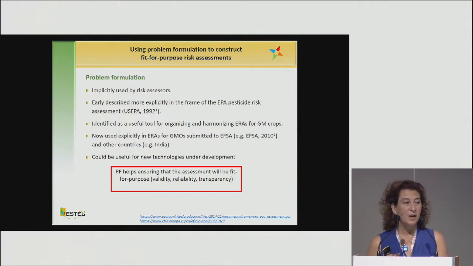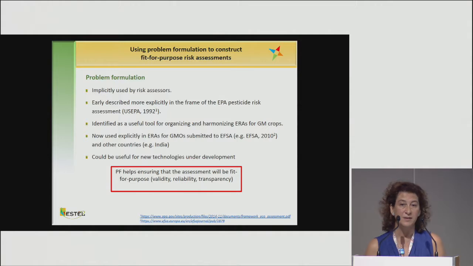So it was early described by the US EPA in the framework of pesticide risk assessment, and they explicitly explain what they mean by problem formulation. And this seemed like a very good model to follow when we started looking at how to harmonize and to organize the environmental risk assessments for GM crops. So as a result of that, there were many publications, but also EFSA took this idea, and in the environmental risk assessment guidance for GMOs that was published in 2010, the problem formulation is quite prominent, and it explains how to do the risk assessment, using these different steps in the problem formulation.